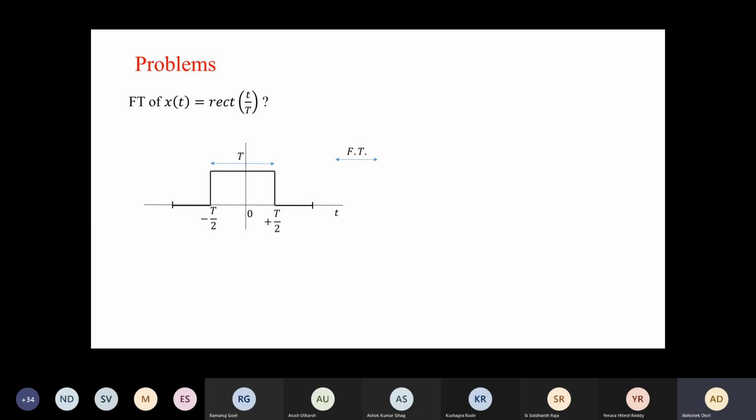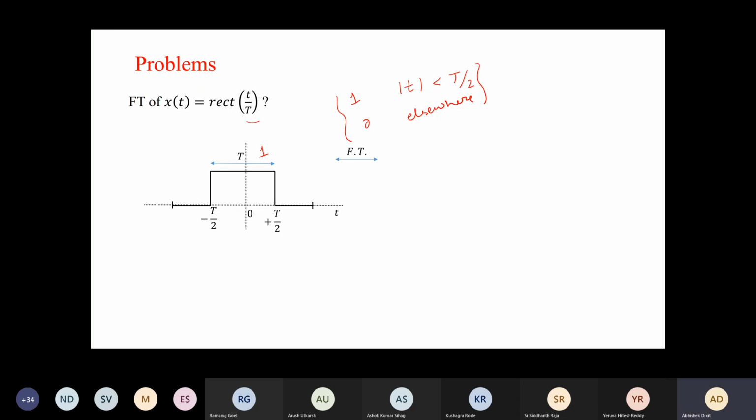So what is this rect t by T? A definition is always that this function is going to be 1 when mod t is less than T by 2, whether less than or equal to does not matter, same thing. And this is 0 elsewhere. So this is the definition of rect t by T that we will assume in the course. Okay.